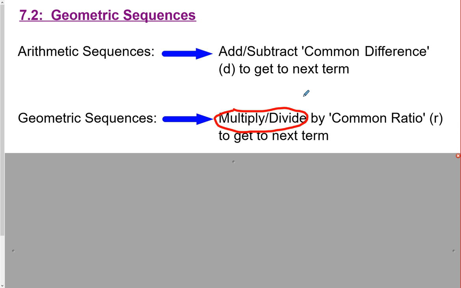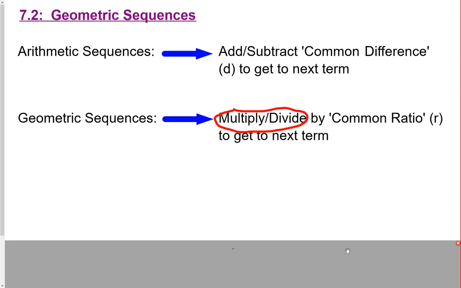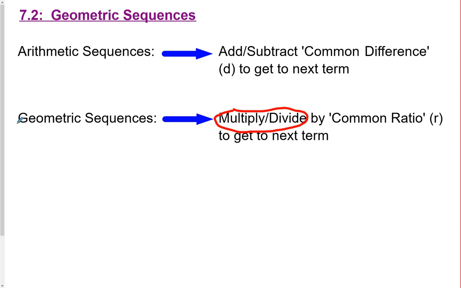So that could mean to move to the next term, we multiply the previous one by 3 each time. Or we divide the previous one by 2. Or we multiply the previous one by 1/6. Or we divide the previous one by negative 14. But each time we're multiplying by the same amount, or each time we're dividing by the same amount. So that's a geometric sequence. Instead of adding a certain amount each time, we're multiplying or dividing by a certain amount each time.